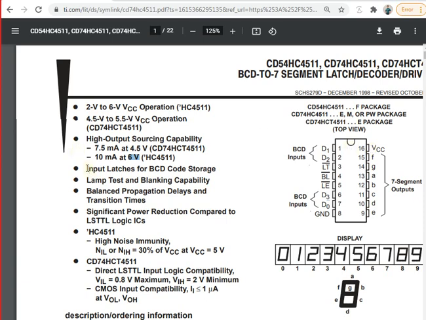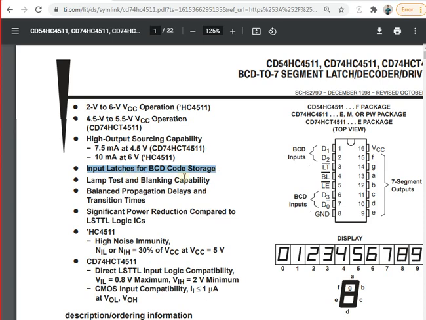Then the next statement, input latches for BCD code storage, which means that inside this IC they have made all those storage points. They have built the truth table inside it, just like, if you remember from your FSc, you had those truth tables for AND gates, OR gates, NAND gates, or whatever.